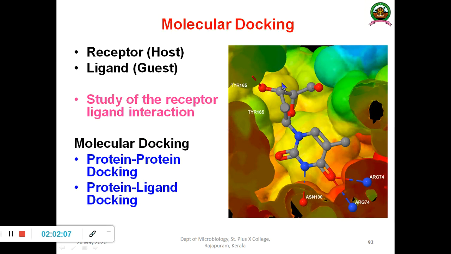Then those molecules qualify the drug likeness. Similarly, the absorption, distribution, metabolism and toxicity. Then the pharmacophore features, that molecule you can select as a lead molecule for docking. So you require 2 things. One is the receptor or protein. Next one is the ligand, a small molecule.